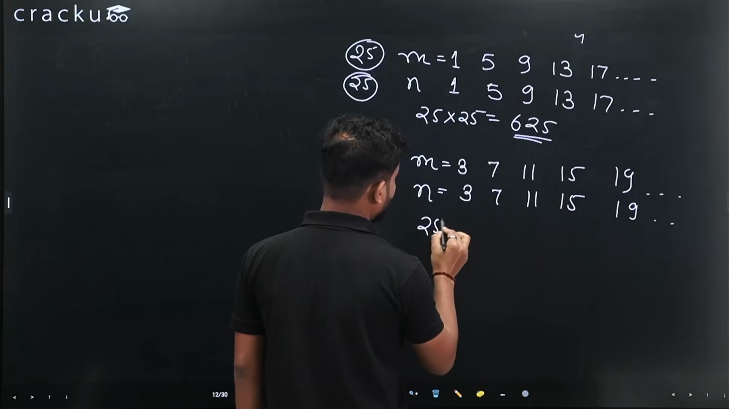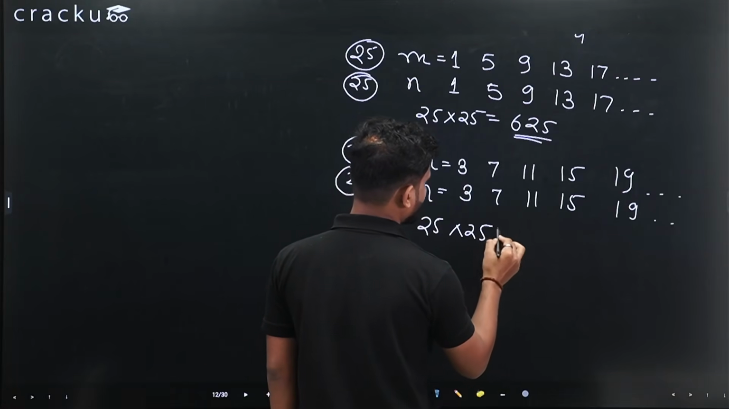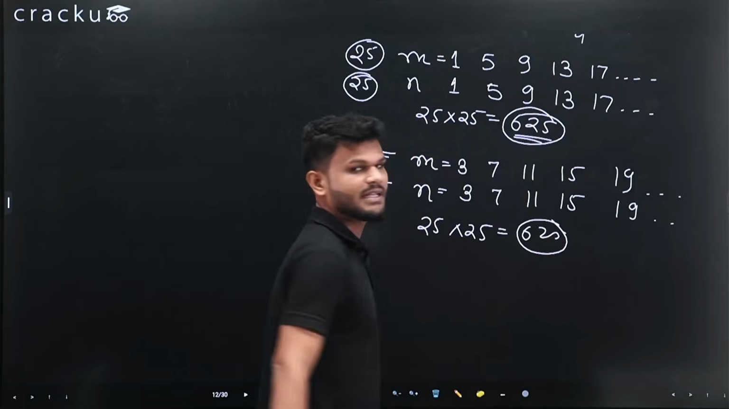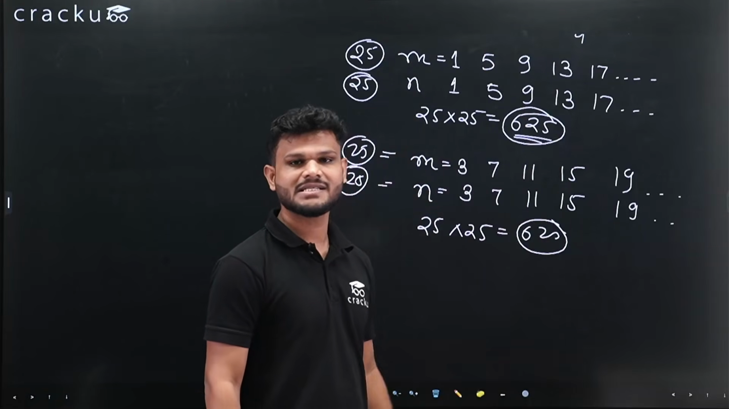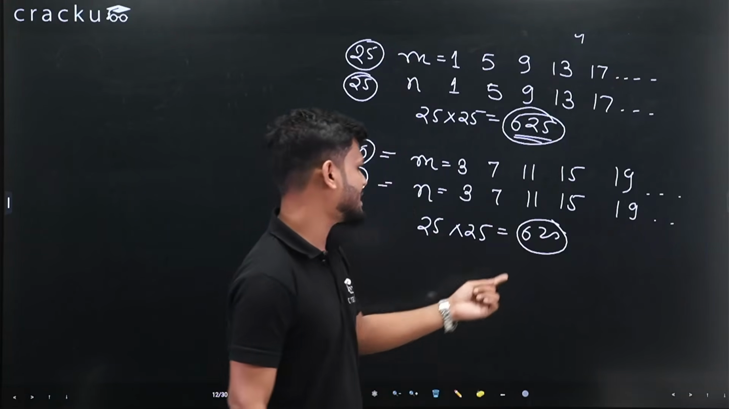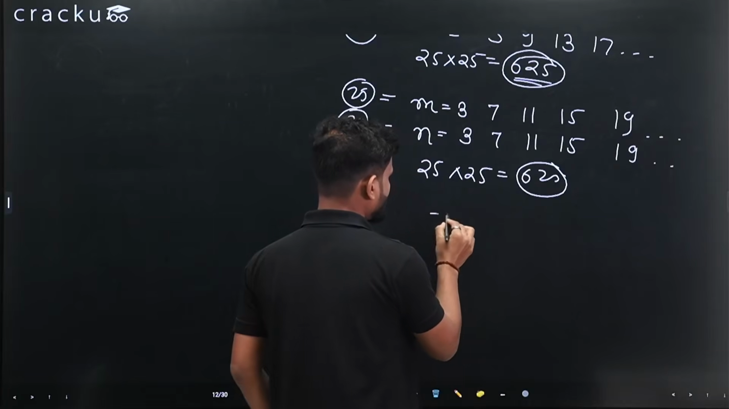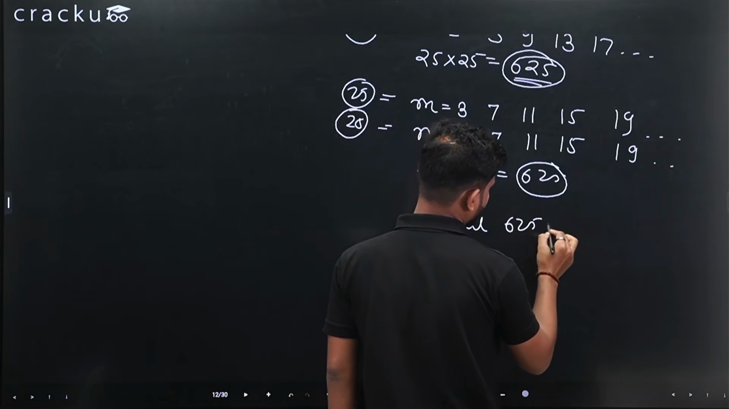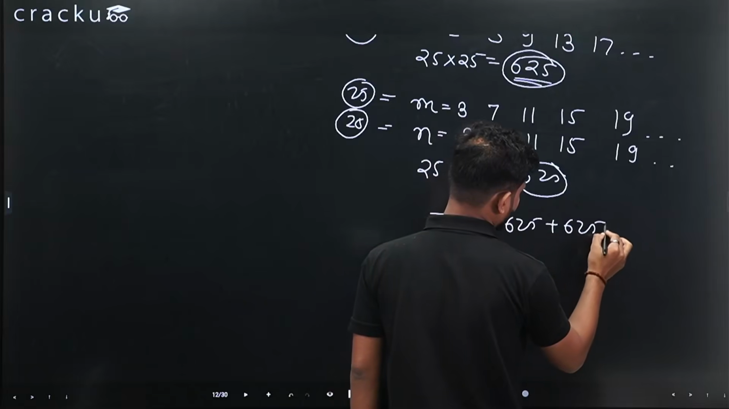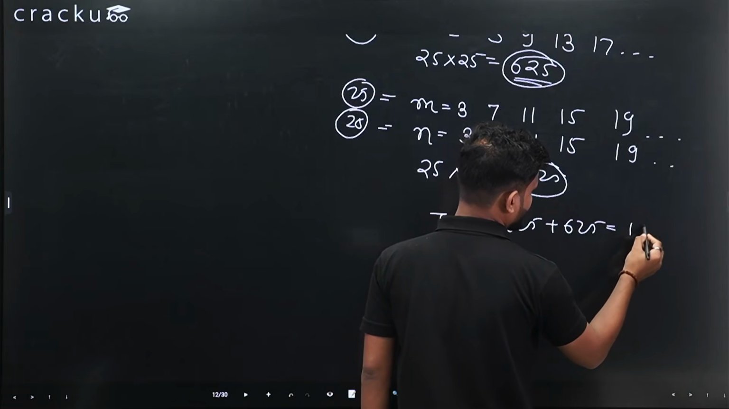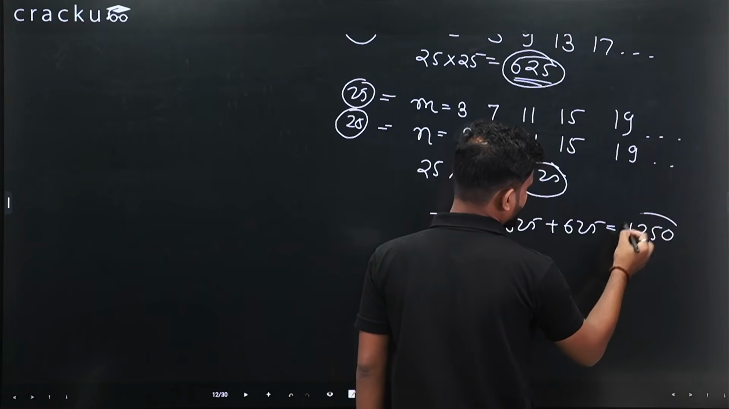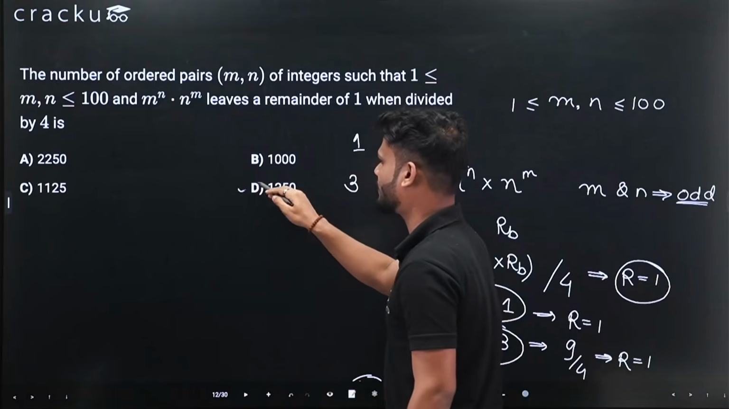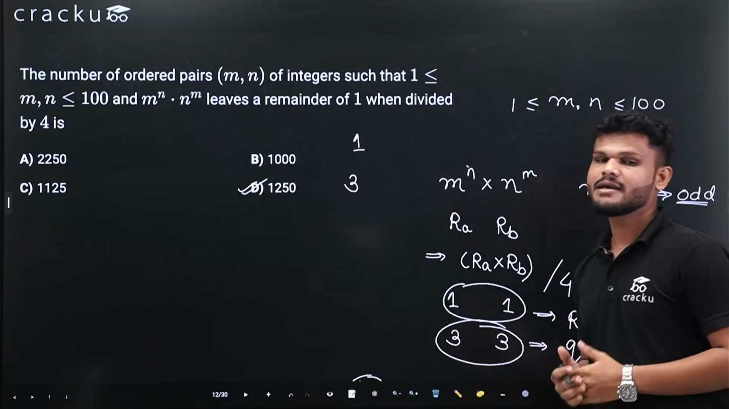So how many total choices do I have? Here I have 625 choices. So when the remainder is 1 in both cases, I have 625 choices. When the remainder is 3 in both cases, I have 625 choices. So total choices I have: 625 plus 625, which is equal to 1250. So the number of ordered pairs m comma n are 1250. So option D is the correct choice.